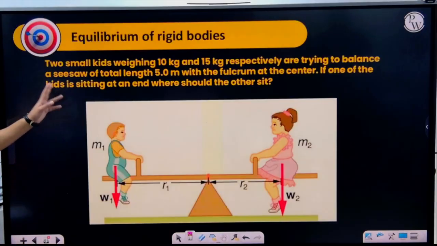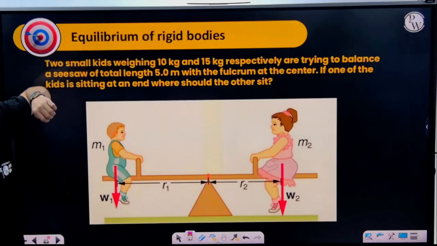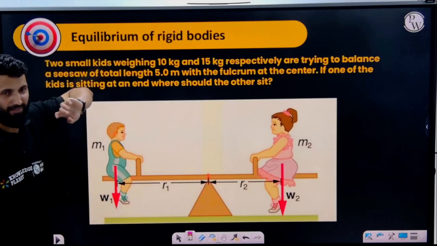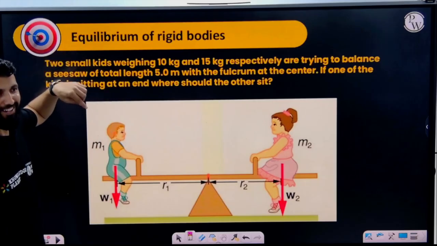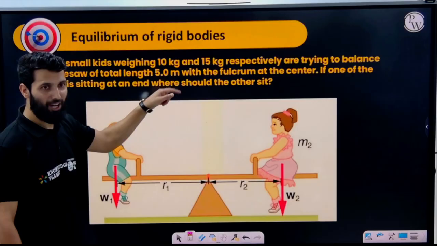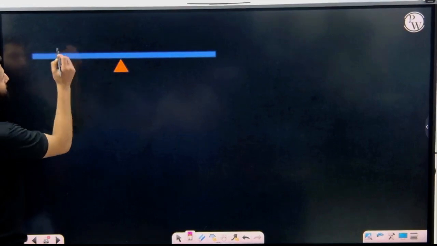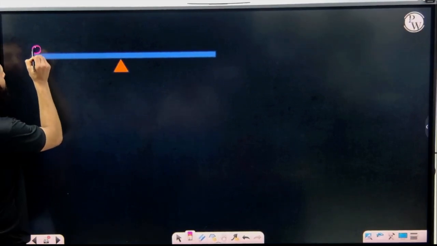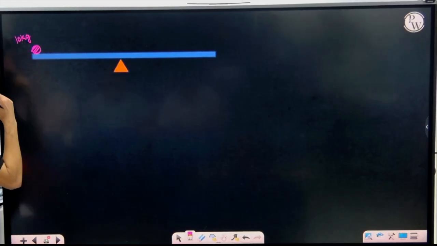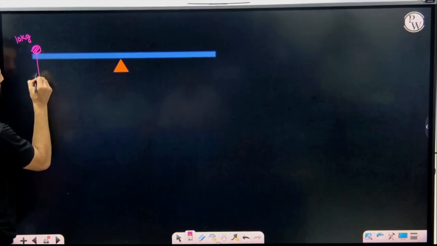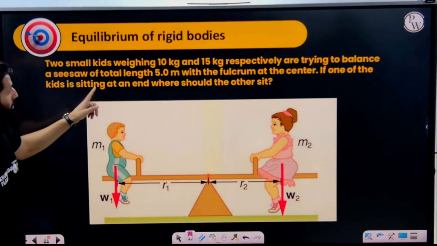See, two small kids, one weighing 10 kg and another weighing 15 kilograms respectively, are trying to balance a seesaw of total length 5 meters. Imagine this is 5 meters. Here one kid has a weight of 10 kilograms. How much force if we take g as 10? mg is 100 newtons.